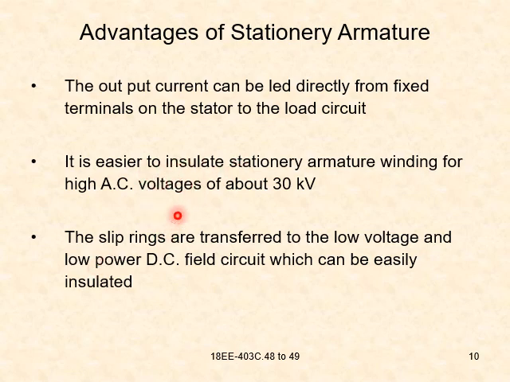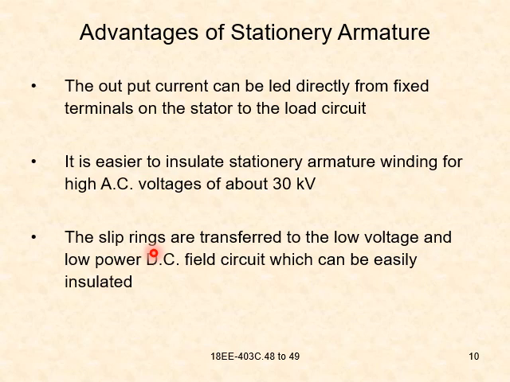Since the insulation level depends on the voltage, it is much easier to insulate the armature windings, even though the voltage is about 30 kV or so. The slip rings are transferred to the low voltage and low power DC field circuits, which can be easily insulated. Here the slip rings are used only for the field excitation, since it is a rotating field type. So it has two slip rings and brushes also.